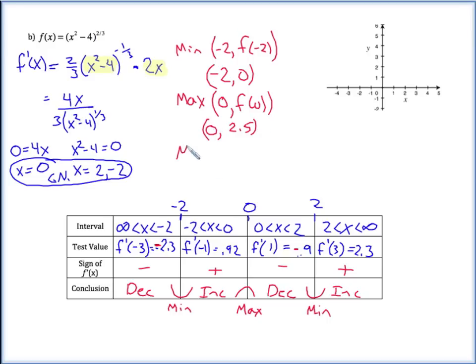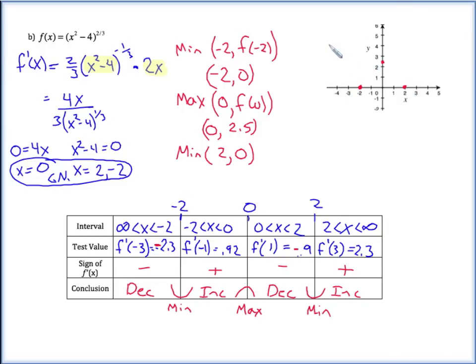And we know we have another minimum at 2. Okay, and that's going to be 2 squared minus 4. That's 0 again, so 2 comma 0. We get another minimum. Okay, so let's plot these points. Negative 2, 0, 0, 2.5, and 2, 0.